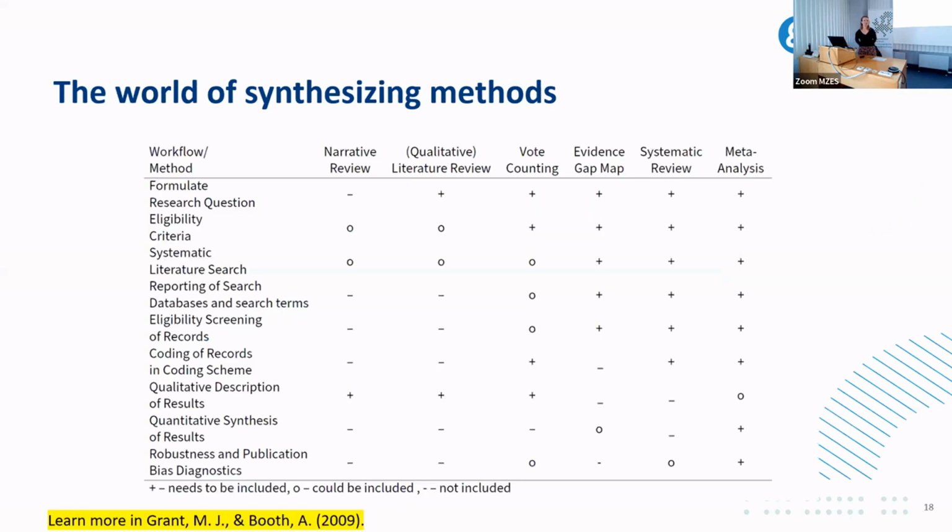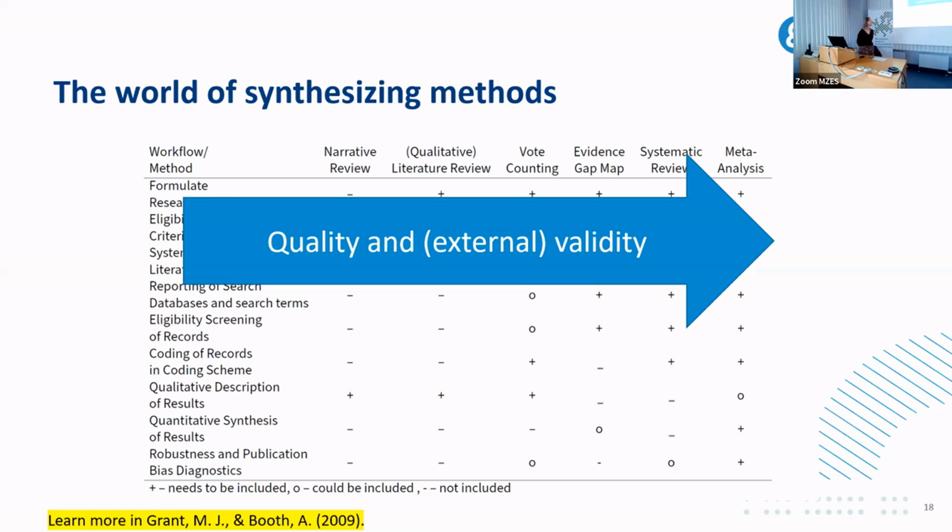Yes, I also like this graph a lot, which is from Booth and Grant. And here you see all these steps I introduced to you before. So all the systematic steps on the y-axis, and the x-axis gives us some ideas for methods, from narrative review to meta-analysis. And always when you have a plus here, this means this study includes this step and this method. And you see here with meta-analysis a lot of pluses, because it also includes a quantitative synthesis of methods, which is here. Yes, so much on this. I mean, it's quite clear that the closer you get to the right, the more quality and the more external validity the method has.